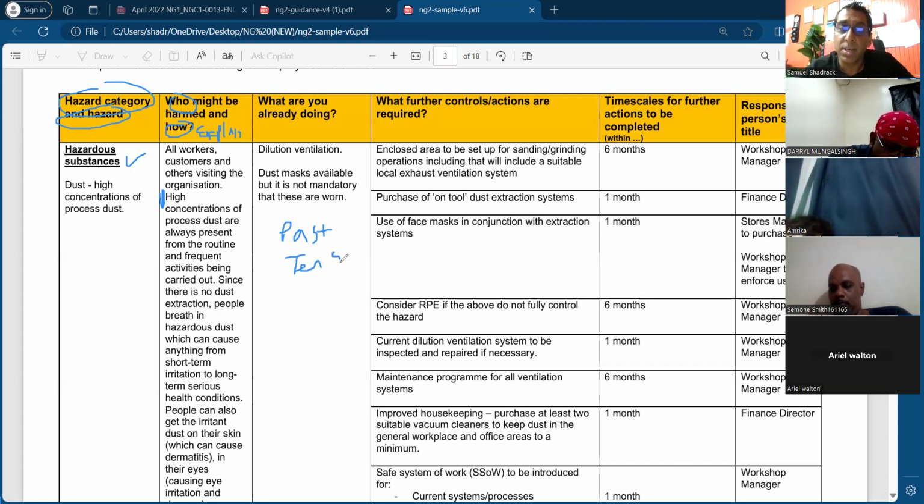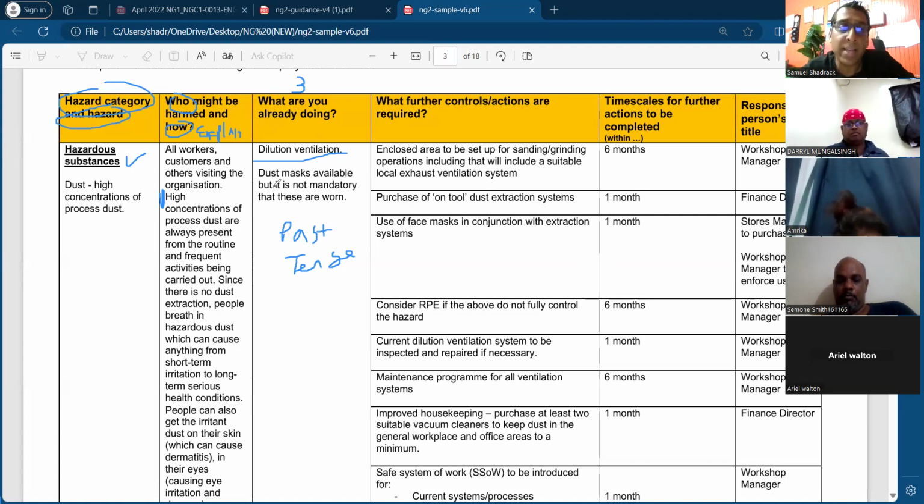Here they have dilute ventilation. Dilute ventilation means they have just opened the windows and the doors. And for what you're already doing, they say dust mask available, but it is not mandatory that they are worn. So with the third column, you're writing up a control, but you're putting a limitation to it, like you're saying it's not perfect.